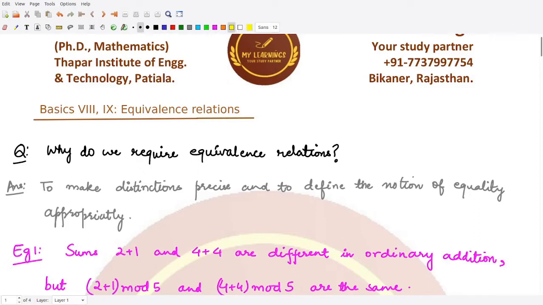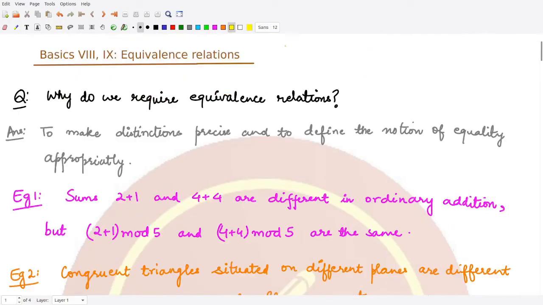For example, you could understand this from this example: whenever you add 2 plus 1, that gives you 3, right? And when you add 4 plus 4, that gives you 8. So in ordinary addition they are not exactly equal to each other. One is 3 and one is 8. However, they are equal to each other when you take the addition under modulo 5.